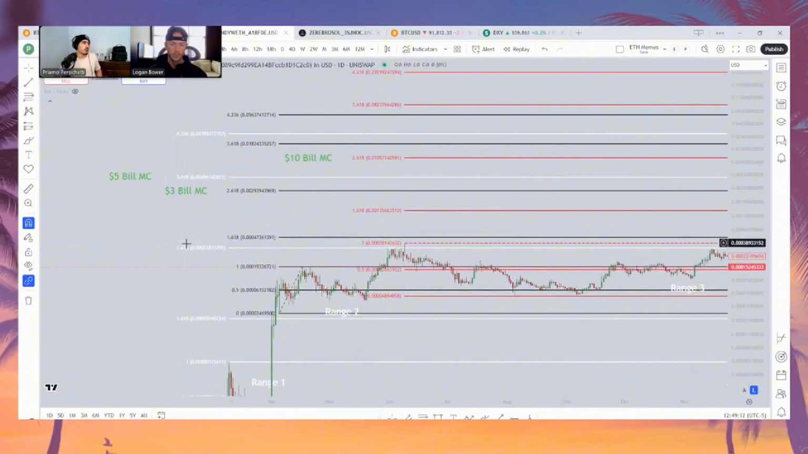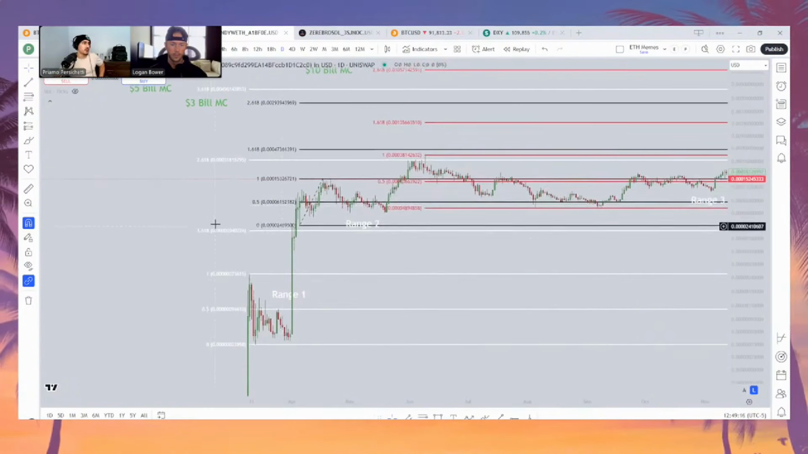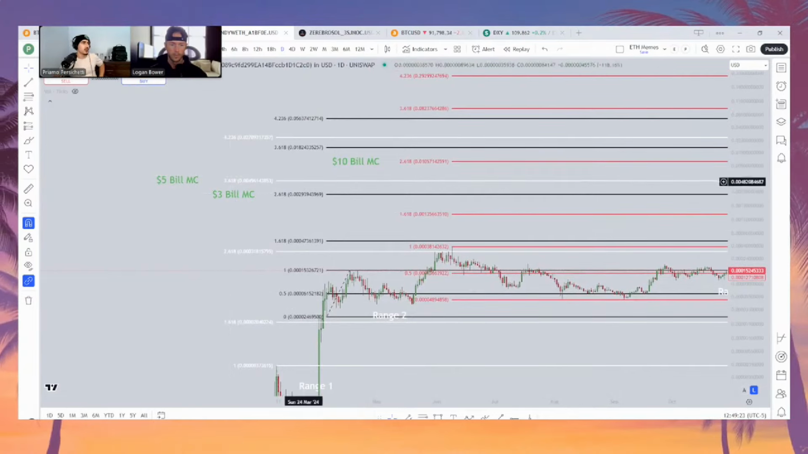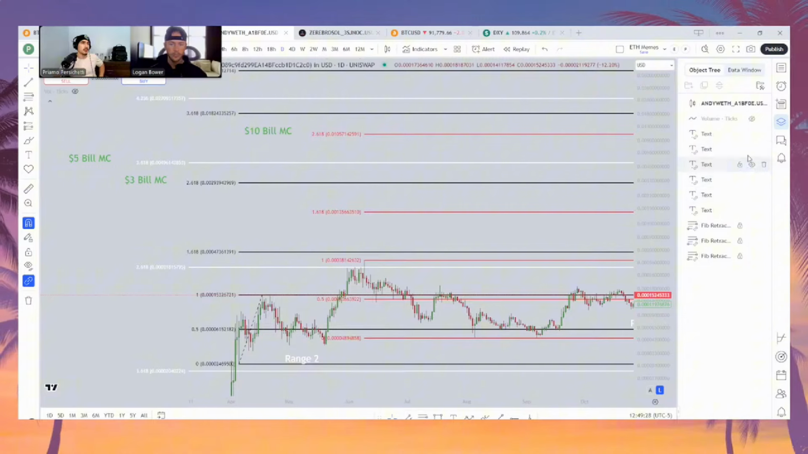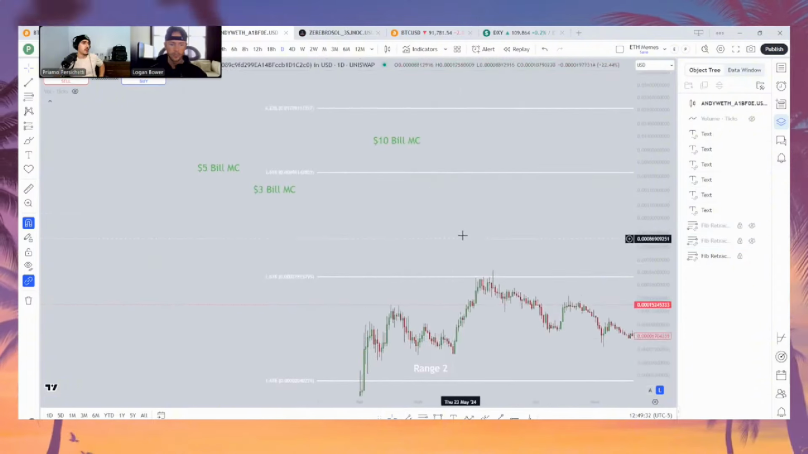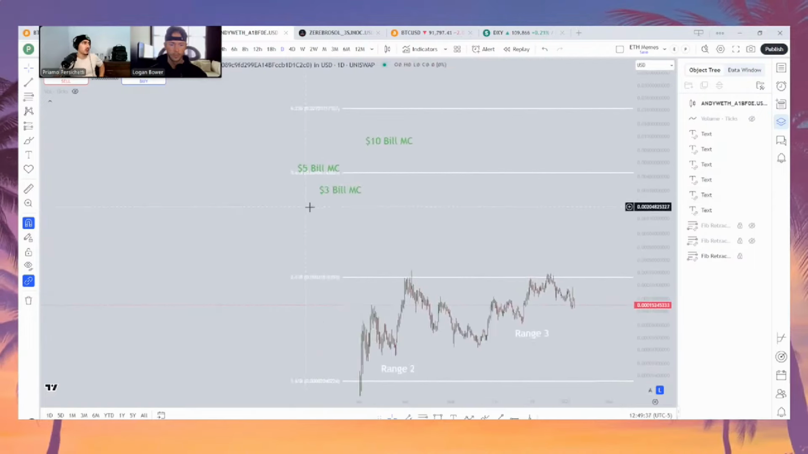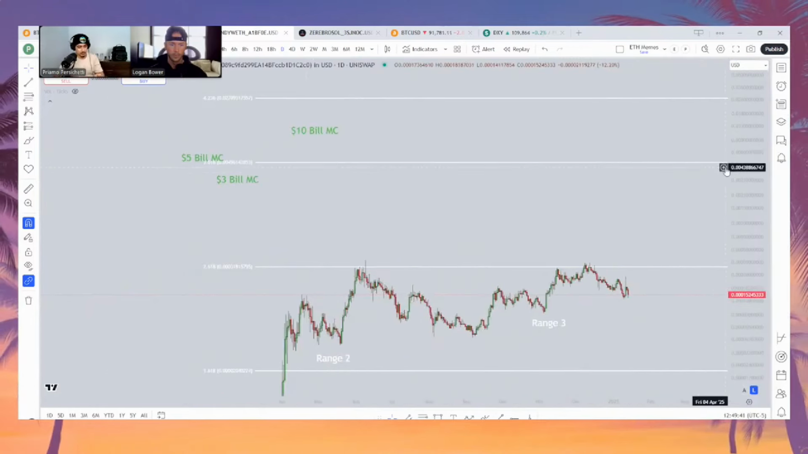So the first range that we had created, the fibs on this first range, they're playing beautifully. So the 1.618 played, the 2.618 played right here. The 3.618 on Andy is at a $5 billion market cap. So we can just hide these. So if the fibs on Andy on the range 1 plays, we're getting a 3.618 at $5 billion market cap. From where we're at right now, let's see how much of a move that is.